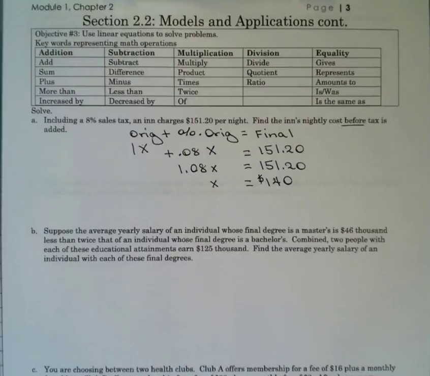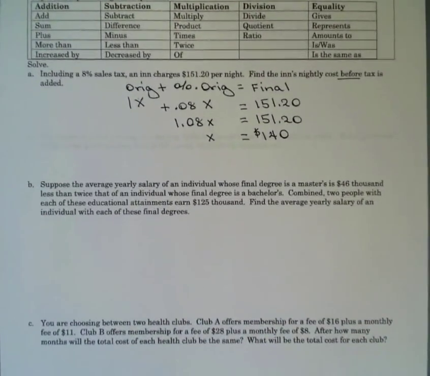Now, let's do another one that's sort of like these. Let's look at the average yearly salary of a person whose final degree is a master's and then whose final degree is a bachelor's, and they've given us the relationship between those two degrees. Let's see what they say. It says if we suppose the average yearly salary of an individual whose final degree is a master's is $46,000 less than twice that of the individual whose final degree is a bachelor's.